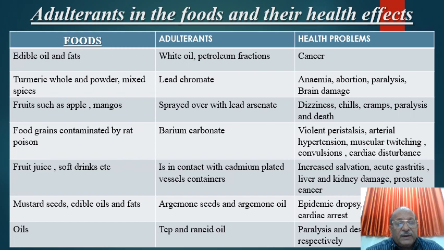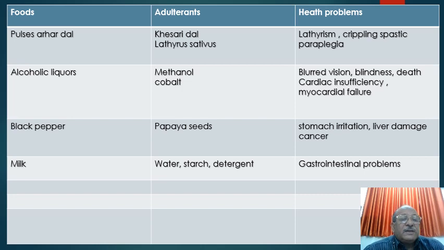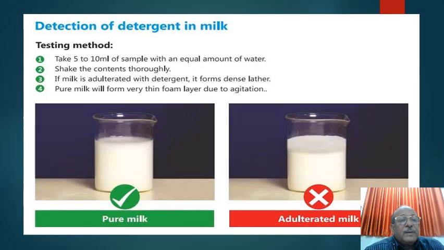So these adulterants are all very much in vogue. Like in the case of mustard seed, edible oil and fats, argemone seeds and argemone oil are mixed in. Epidemic dropsy develops. So this is how adulterants work. Pulses: khesari dal is mixed into arhar dal, lathyrism will result. Papaya seed mixed into black pepper causes stomach irritation, liver damage, cancer, all these things take place.